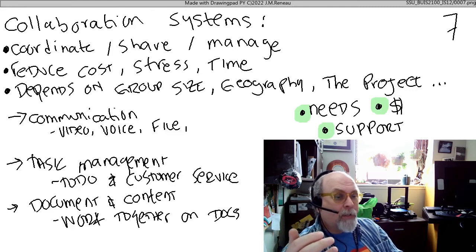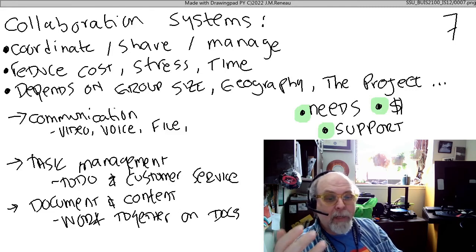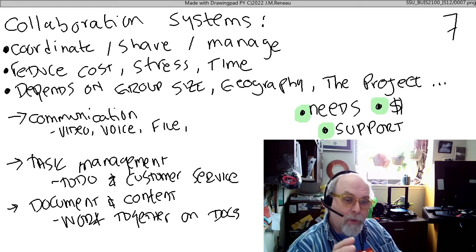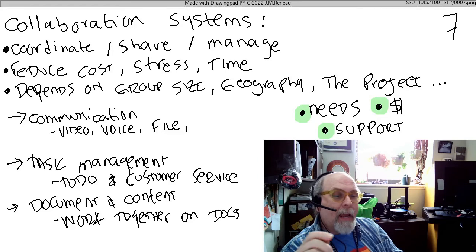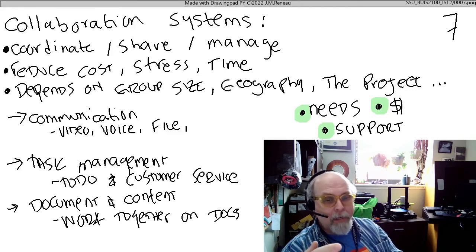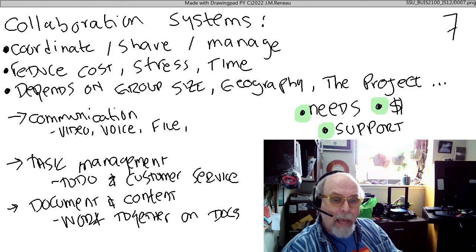A collaboration system may also include some customer service features, so that if I have a customer service issue, I can send it to somebody who's better or the next tier up or whatever. And the great thing about a collaboration system is it allows us to work on shared documents, content, and to work together on a document. I don't know if you've ever used Google Docs, most of us have, but you can actually have multiple editors editing a single document at once.